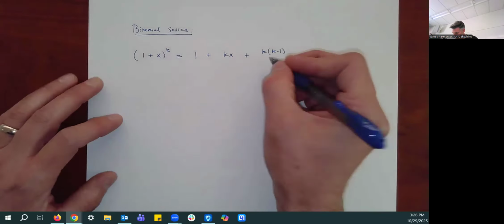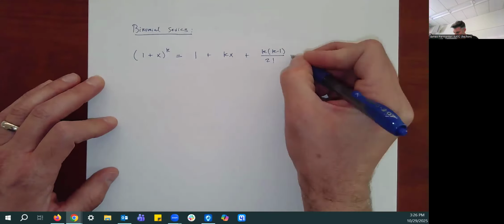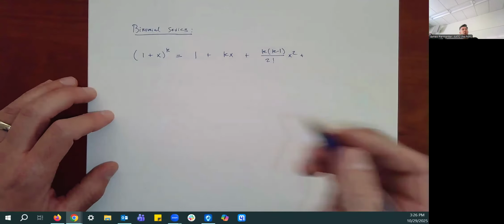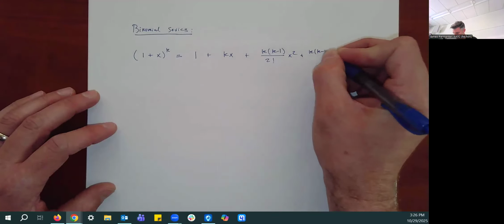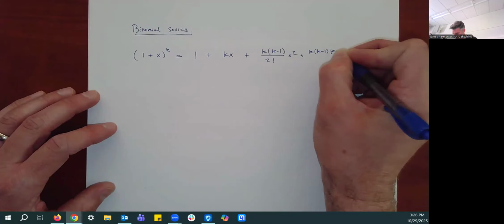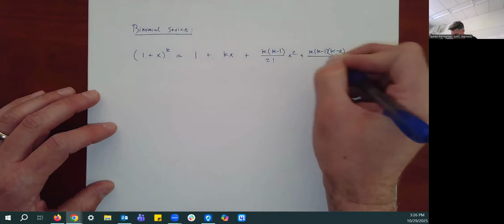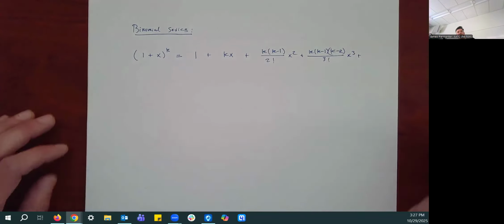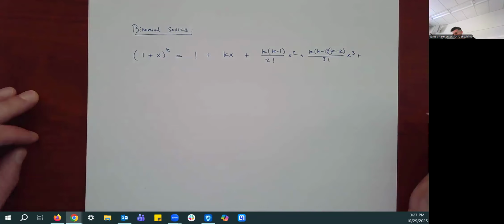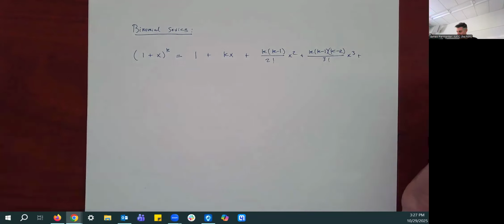k times k minus 1 over 2 factorial times x squared. And then you just keep going in the same sort of way. The next term is you just subtract the next thing. So k times k minus 1 times k minus 2 over 3 factorial times x cubed. And the next one would be k times k minus 1 times k minus 2 times k minus 3 over 4 factorial times x to the fourth, and so on and so on.